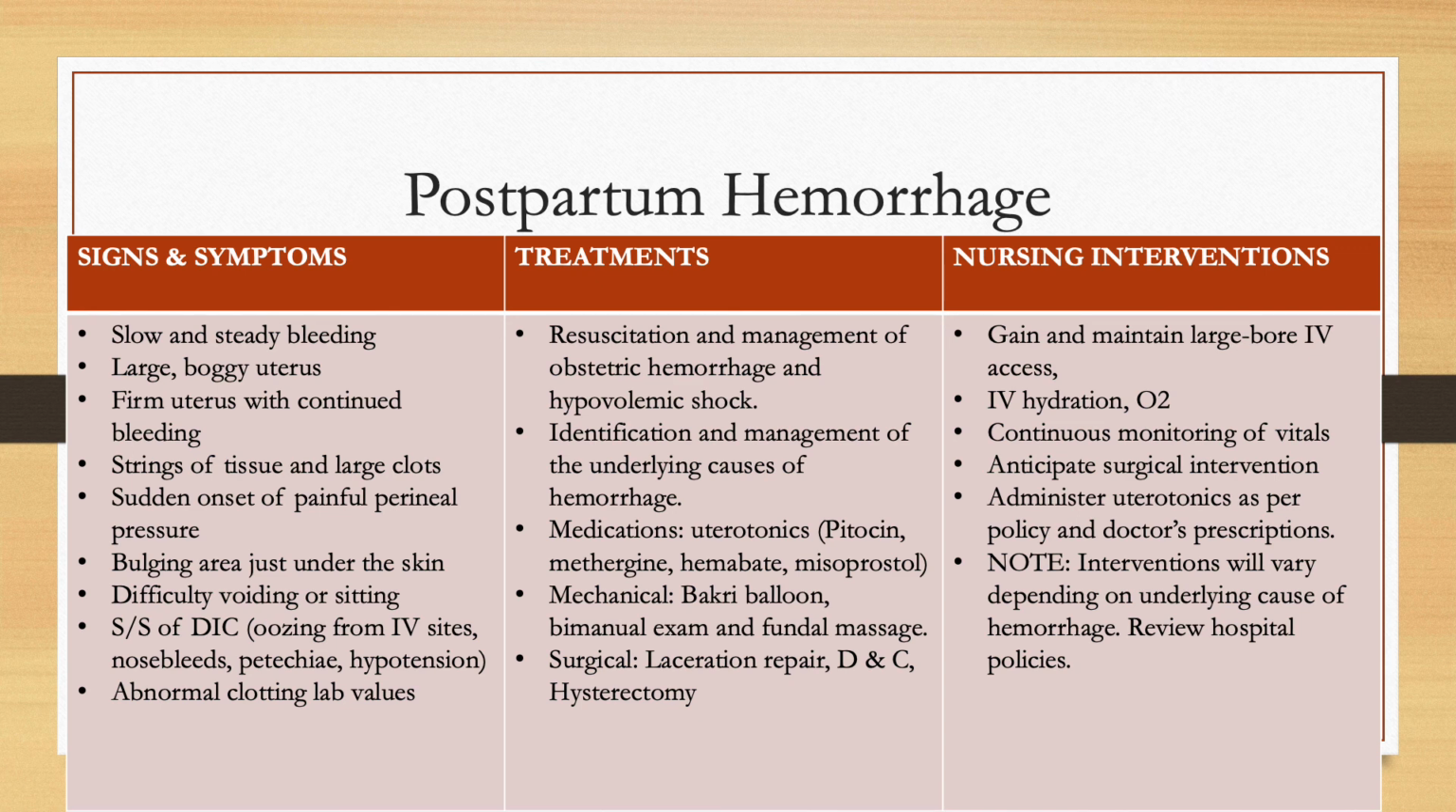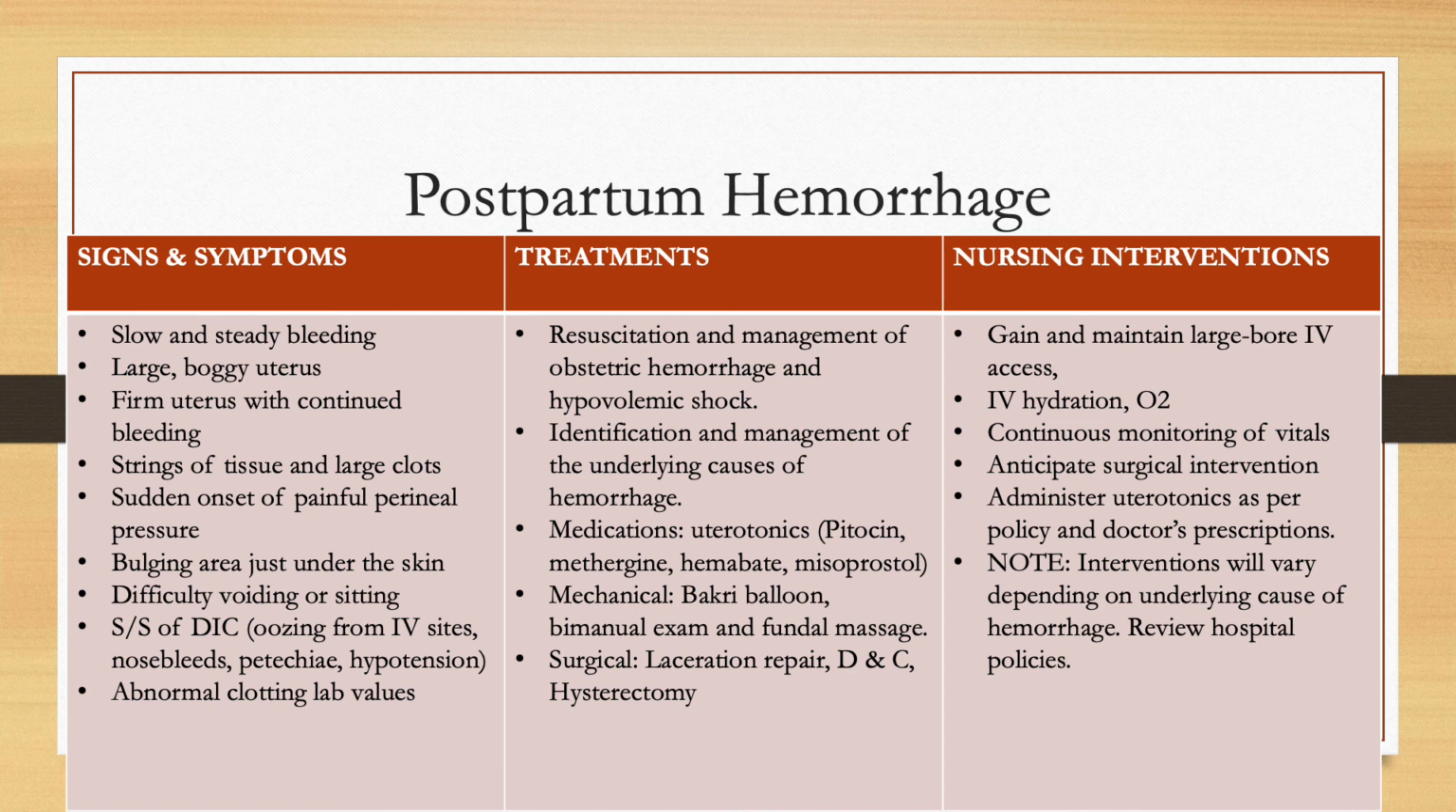Bulging area just under the skin. Again, a hematoma. Difficulty voiding or sitting. Okay, if your patient is not voiding properly or she's not able to sit, you need to do some research and find out why. What is going on? Does she have a hematoma? How swollen is she? Is her bladder full? Is this going to cause more hemorrhaging, etc.?